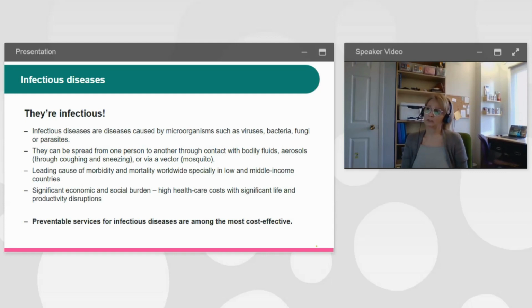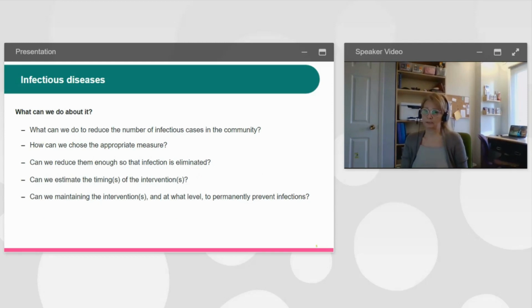They are also a leading cause of morbidity and mortality worldwide, especially in low and middle income countries. Besides that, they are a significant economic and social burden. They are often associated with high healthcare costs and with significant life and productivity disruptions. However, we know that the majority of infectious diseases are preventable, and also that preventive services for infectious diseases are often very, very cost effective. So knowing all that, what can we do about it? Can we do something about it?